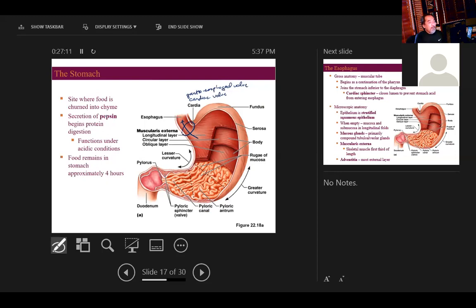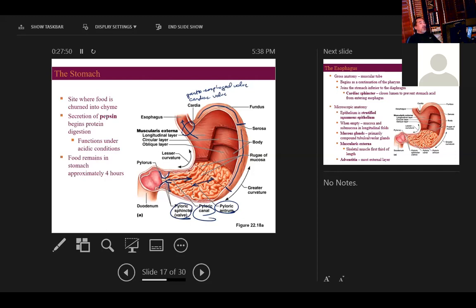Okay, and then the structure that you see here, which looks like a dome-shaped structure, is called the fundus. Then we have the body of the stomach over here, and after that we have the pyloric antrum. And then we have the pyloric canal. And then the valve is located here at the wall, and that valve is called your pyloric valve.